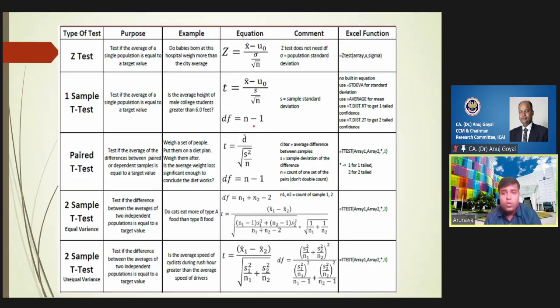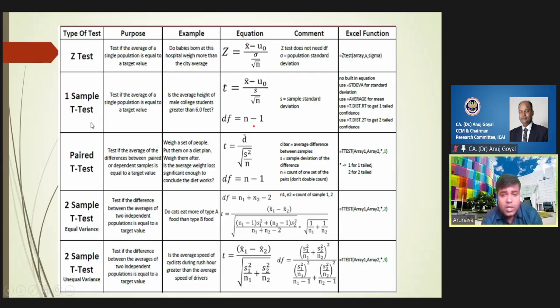So generally we do a Z test when we have a good amount of data from the population, and we can represent it and we can do the analysis directly using the population, right? So here we can see how the Z test is being used, how it is calculated, right? And how it is being used in the analysis. Then one sample t test is there. It tests if the average of a single population is equal to the target value or not, right?